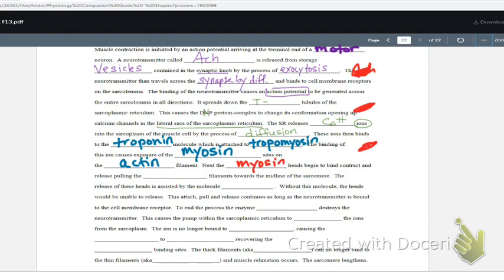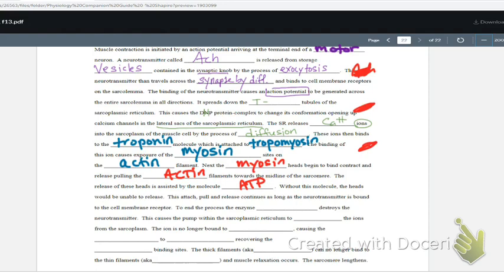Now the myosin heads begin to bind, pull, contract, release, pulling the actin filaments with them, and the release of these heads is assisted by ATP. You know that in a lot more detail, but my 190 students, I was happy they just knew that it was assisted by ATP. Without this molecule, the head would be unable to release. The attach, pull, release continues as long as the neurotransmitter is bound to the cell membrane receptor.